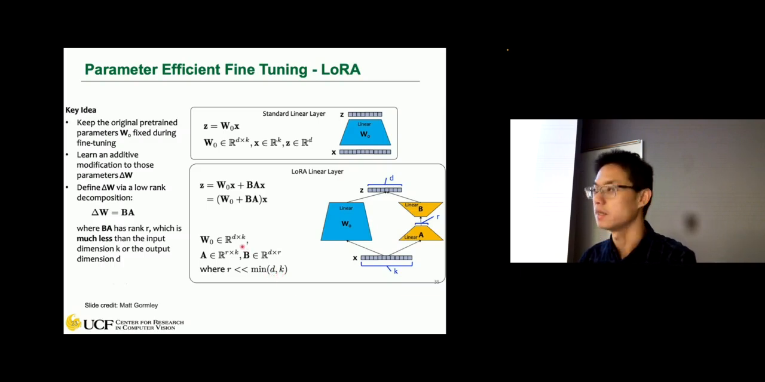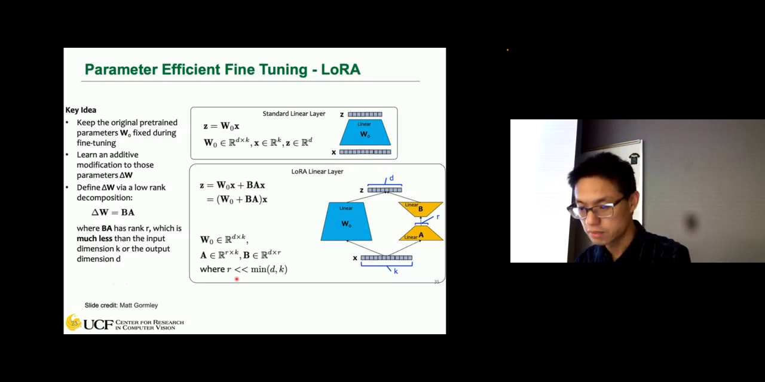These D and K can be like 512 by 512 in the original self-attention mechanism, but R can be like 2 or 3. So you can imagine how much the dimension has been reduced. You end up with two very narrow, small matrices. Maybe you have 2 by 512 and 512 by 2, so these are much reduced matrices.